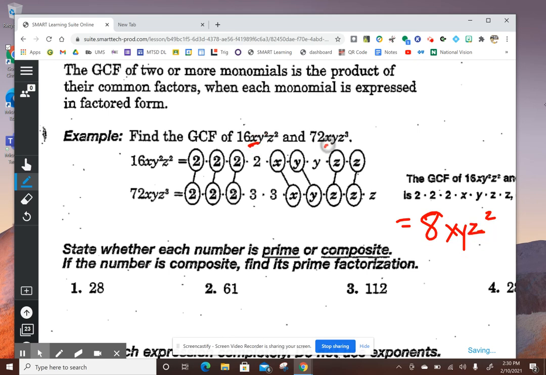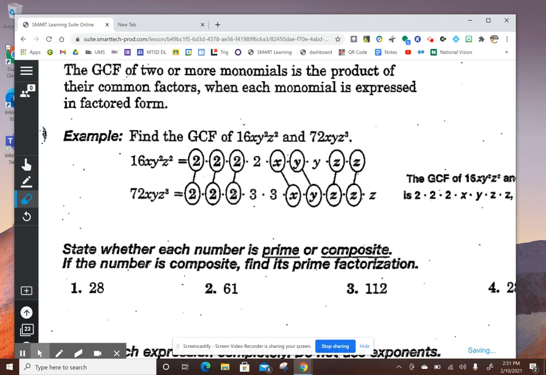x to the first, this is x to the first. This is y squared, but this is only a y. So you take the lowest degree, which is y. This is z squared, this is z cubed, so you take the lowest degree, which is z squared. So for variables, you always take the lowest exponent.